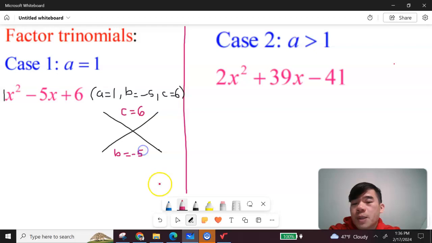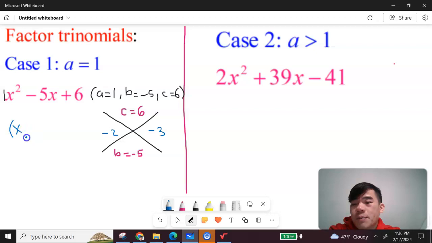Now we need to do mental math. We need to find two integers that multiply to 6 and add up to -5. Alright, so the answer should be -2 and -3. Once you have -2 and -3, then it's very simple. So the answer should be like this.